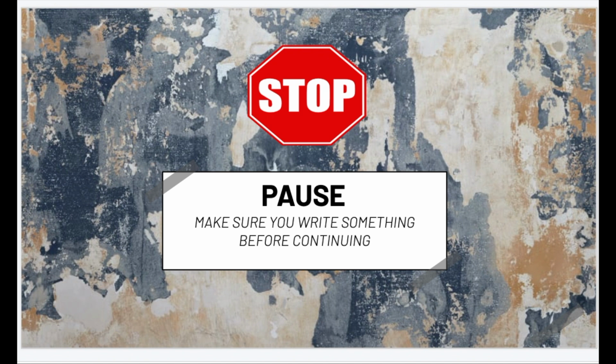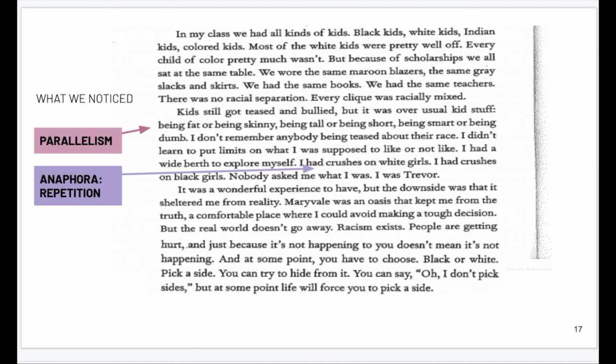so I'm going to just be sharing an example with you. When I look at this passage, and actually it's something that Miss Abraham and Mr. Jacobson noticed, there's some parallelism. So the actual structure of the writing is parallel. And specifically, I want to focus on anaphora, or repetition. So you see over here, I had crushes on white girls, I had crushes on black girls.